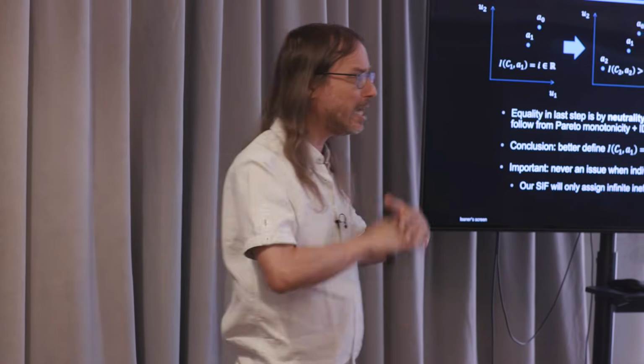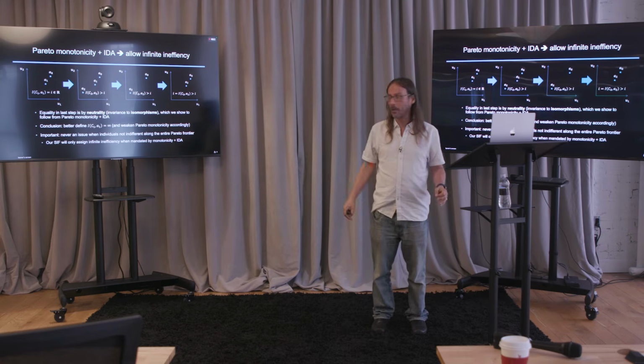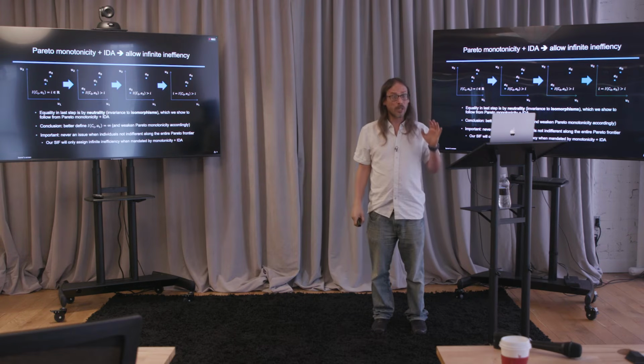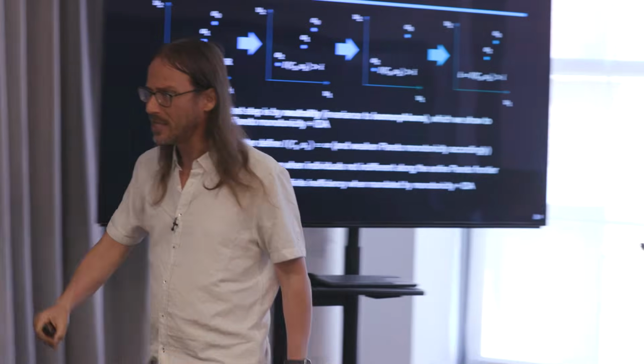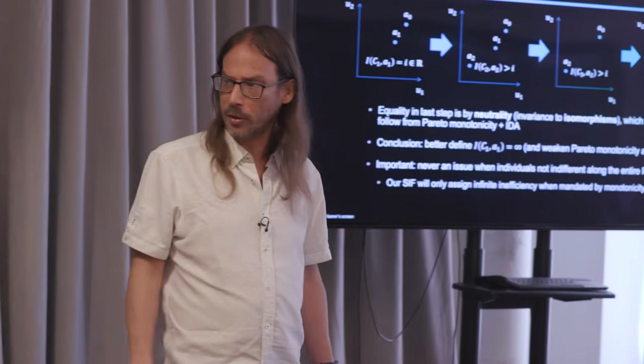This proof will not tell you that you need infinite inefficiency, and the social inefficiency function that I'm going to define for you later will not dictate infinite inefficiency either. So it's only in this specific case of kind of degenerate Pareto preferences over the Pareto frontier.